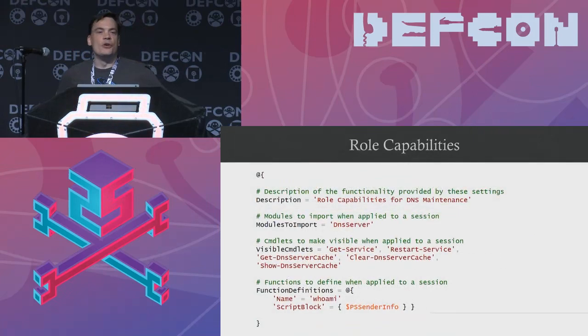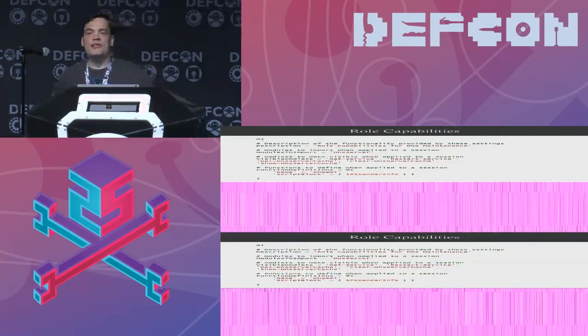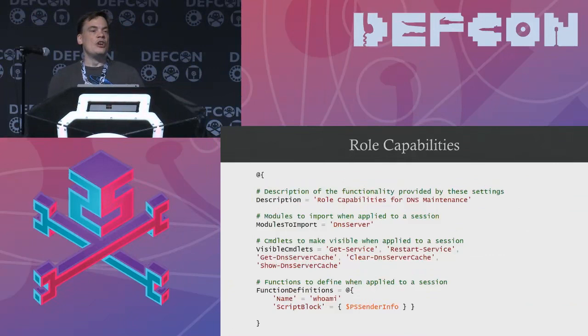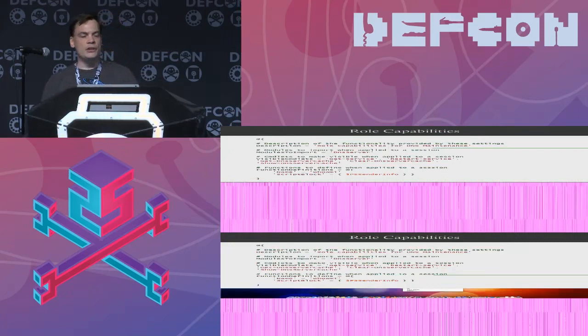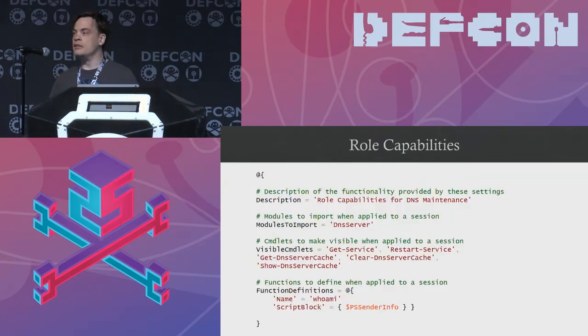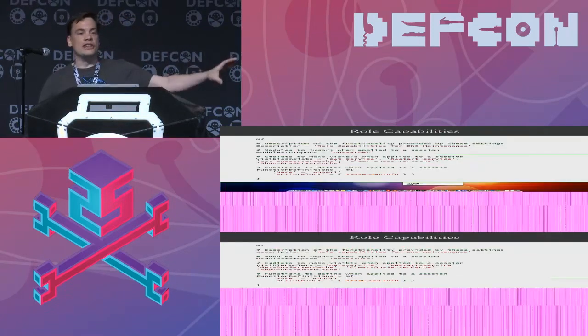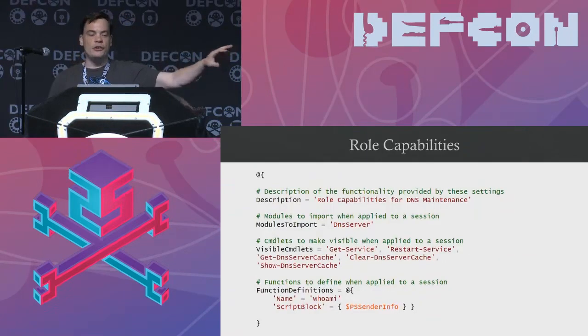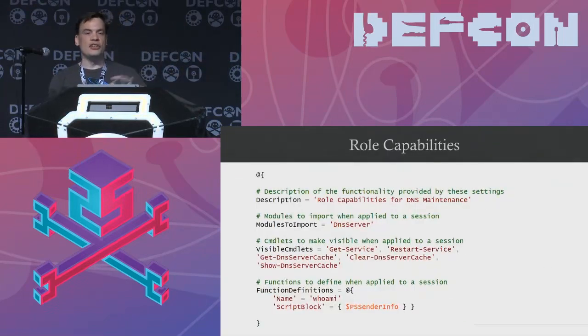Now, how does somebody actually go through and do one of these Just Enough Administration lockdowns? The first part is defining role capabilities. So this is, what can a person do? And it really is this simple. You can say that when they connect, you import the DNS server module, and here are the 5 cmdlets that they're allowed to run. But what you can also do is declare your own functions. So if a built-in cmdlet isn't good enough, you can define a function, let's say, whoami. And this is the example that you saw before. So this is a custom written function that you want to expose.